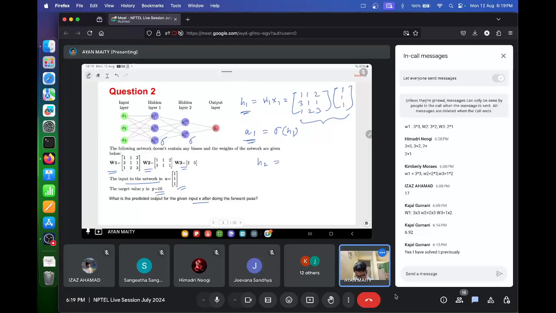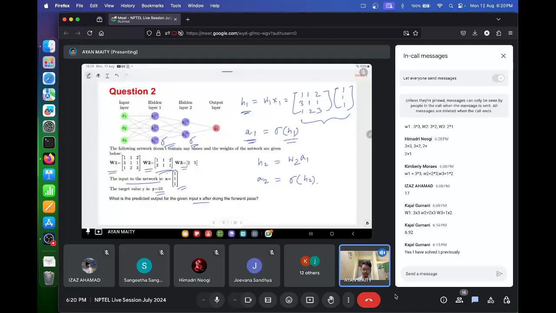So H2 would be W2 A1. W2 is given here, a 2 cross 3 matrix, and you will get A1 from here, which I think would be a 3 cross 1 matrix. And then you have to again take the sigmoid, because both the hidden layers are using sigmoid activation functions. So A2 would be sigmoid of H2.